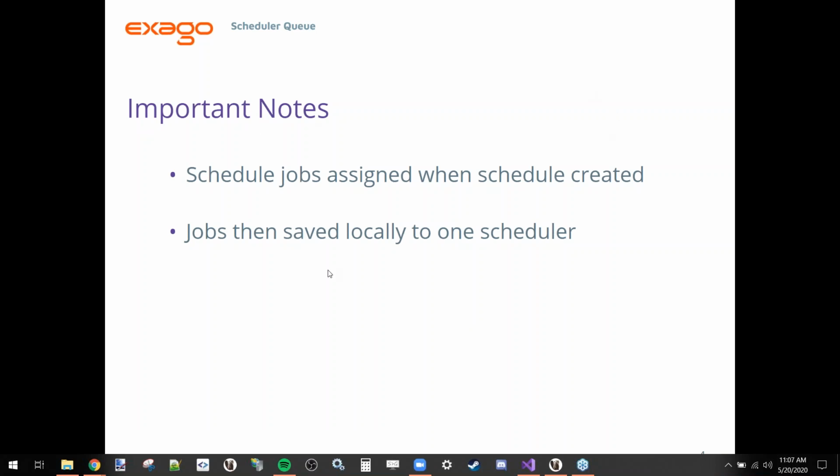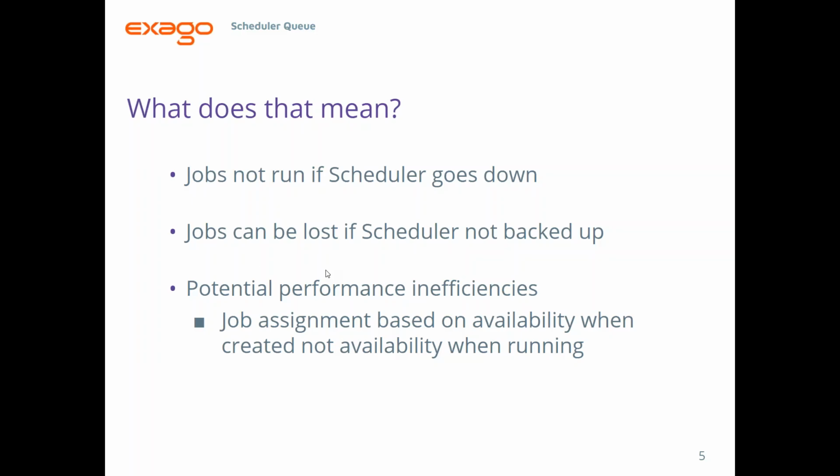They save the job locally, but there's some implication to that, right? If the scheduler goes down, the job doesn't run. If the scheduler isn't backed up and it goes down, let's say you have your scheduler on a virtual machine, you're using some cloud-based system or some virtual machines that you're spinning up and taking down, if those schedules aren't being backed up, they could be lost. And you have some potential performance inefficiencies.